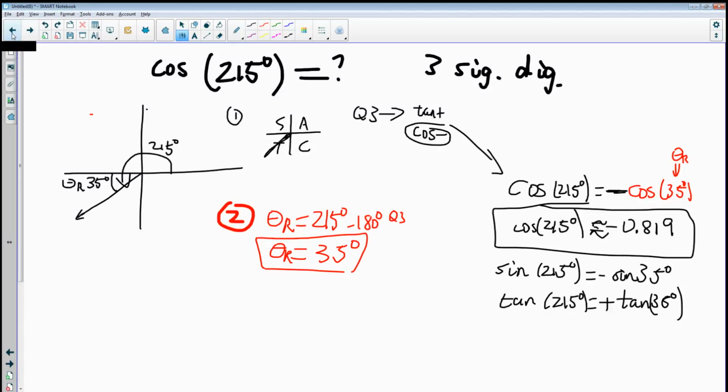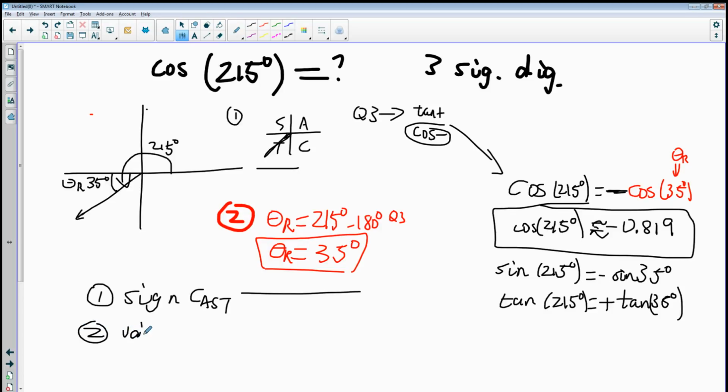The question I skipped actually ties into our next lesson. It's how to remember the trig ratios of some specific angles. I'll go back to the question, but this is how you find the trig ratio of any angle in general. First, determine the sign. Second, use the reference angle to find the value. So step 1, sign with CAST. Step 2, value using the reference angle. All right, that's it.